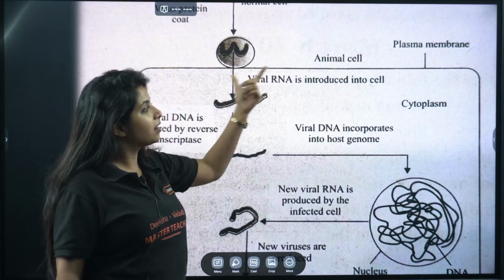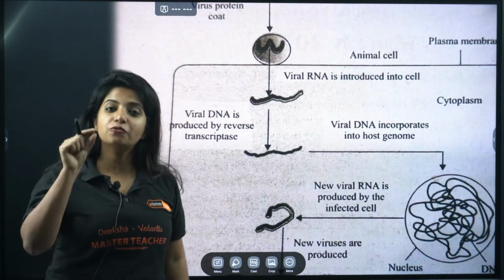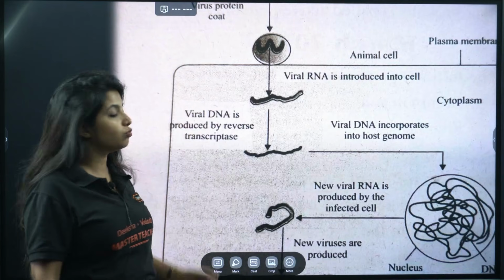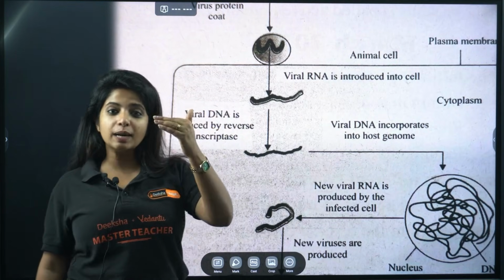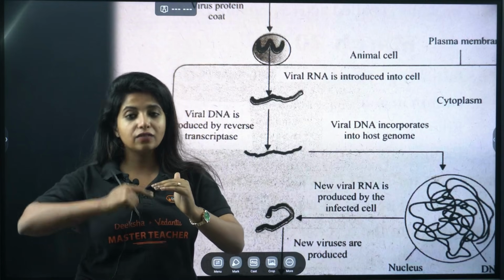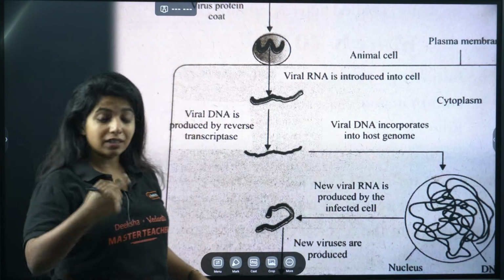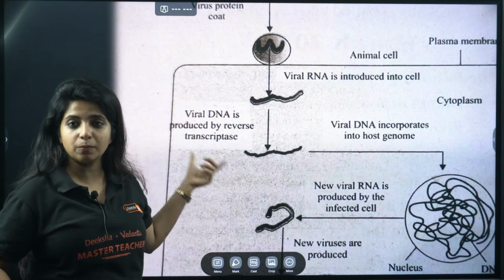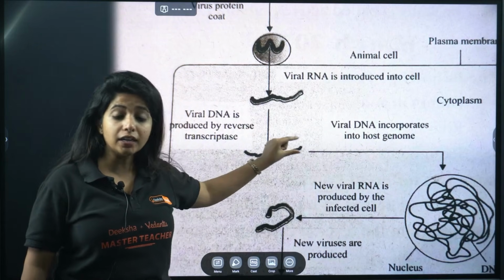So viral RNA, after being introduced into the cell, you know what? Viruses carry a very important enzyme with them which is known as reverse transcriptase. So usually we say transcription is DNA to RNA. If we are reversing the process, this is known as reverse transcription. And for this, you have the enzyme reverse transcriptase which reverses the whole process. Now you have the viral DNA being formed.